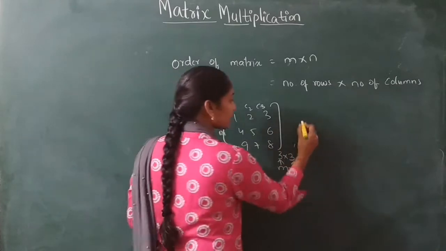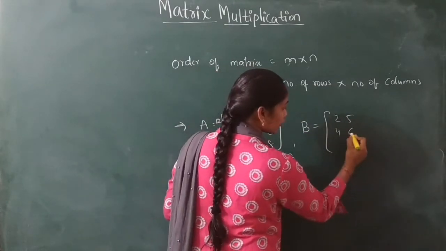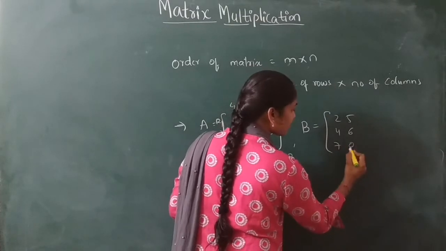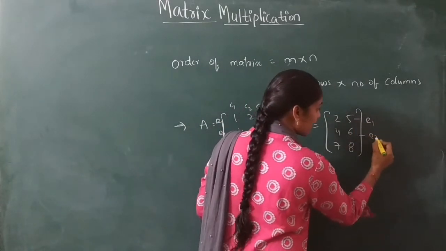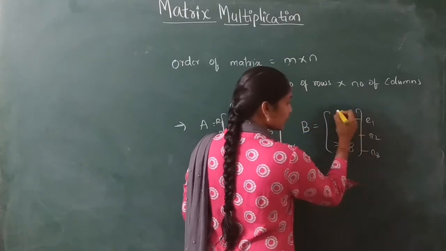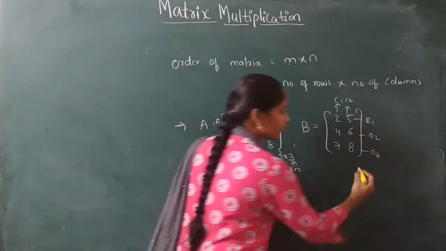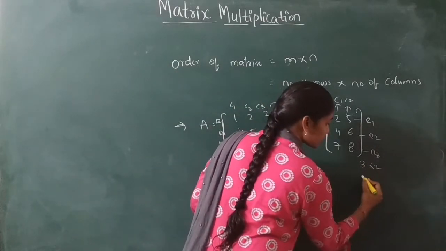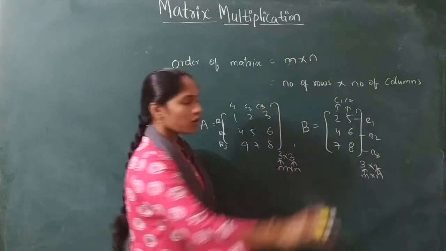If I take another example B, if I take some 2 5 4 6, and let us take some 7 8. How many rows are there? R1 R2 R3. How many columns are there? C1 C2. What is m cross n? 3 cross 2, that is m cross n, number of rows and number of columns.